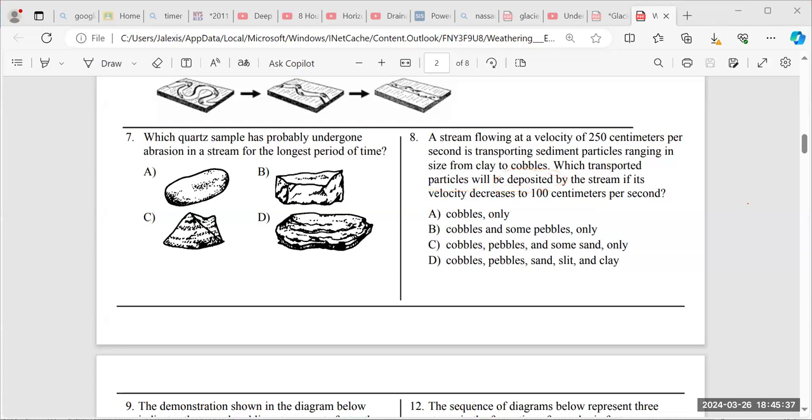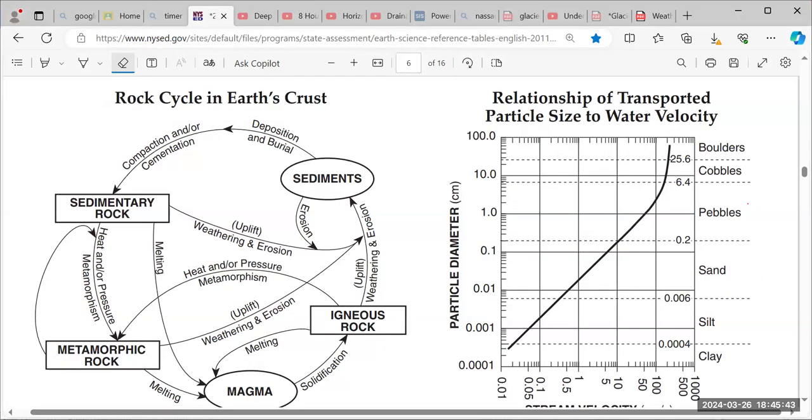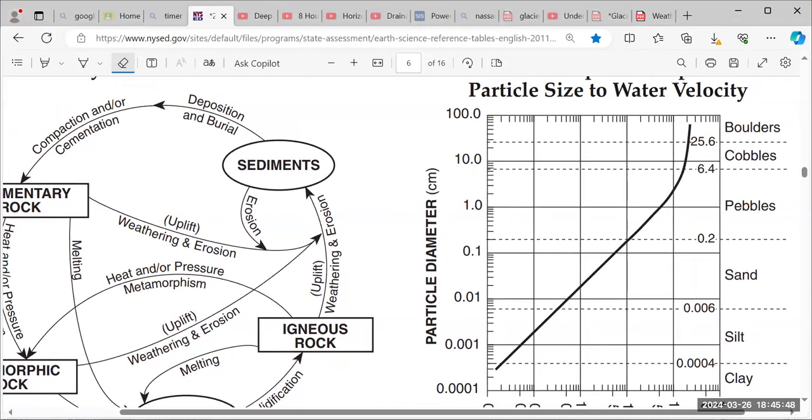All right, so we're going to turn to page 6 of our reference tables. All right, and at this point, I'm going to go to 250. And when I see 250, it looks to be somewhere down the middle, right? And at 250, I see it crosses the black line around here. So we know at 250 centimeters per second, you can carry boulders, cobbles, pebbles, sand, silt, and clay.